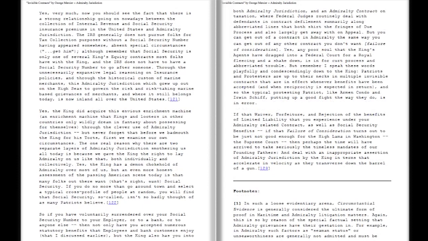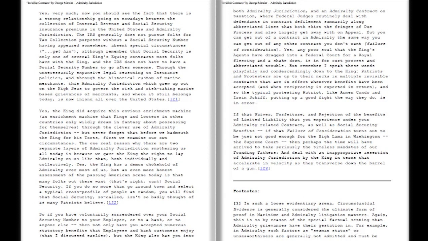Yes, very much. Now you should see the fact that there is a strong relationship going on nowadays between the collection of internal revenue and Social Security insurance premiums in the United States and admiralty jurisdiction. The IRS generally does not pursue folks for tax collection purposes without a Social Security number having appeared somewhere, absent special circumstances. Although remember that Social Security is only one of several King's equity contracts most folks have with the King, and the IRS does not have to have a Social Security number to go after someone.